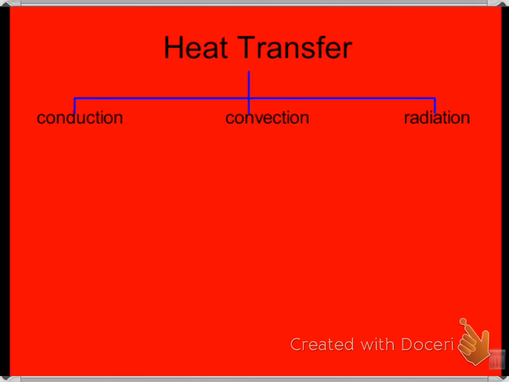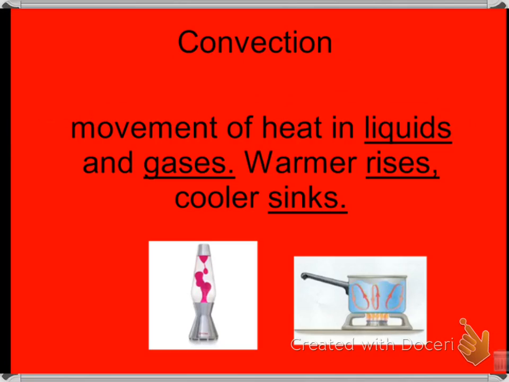We're going to talk about each one of these just a little bit, and you'll realize that you're already familiar with them. So convection is the movement of heat in liquids and gases. So warmer things rise, cooler sinks. A couple examples here. You've got a pot on a stove, and you've got a lava lamp. Whenever that material gets down close to the heating element, either the light bulb here or the stove, it heats that water or liquid that's down there, and then it rises because it becomes less dense. Once it gets up and it cools, it sinks again, and that process just continues.